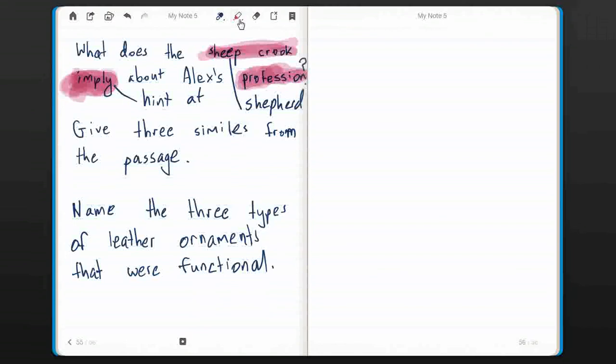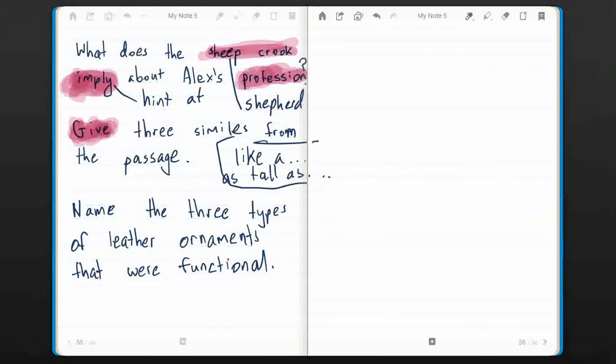Now the next one is give 3 similes from the passage. This just says give, which means simply write it on a piece of paper as fast as you can in your exam, which means you have to find the similes first. So you could have something like a... or as tall as, as strong as, as smart as, anything like that. Those are the 2 common types of similes we have. So remember them. It'll be like a, or as tall as, or as something as.